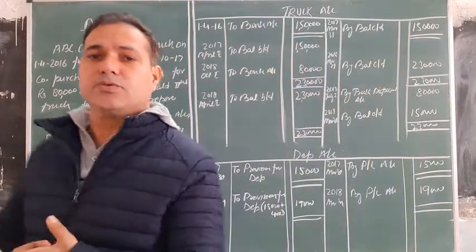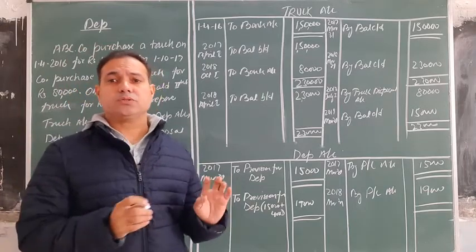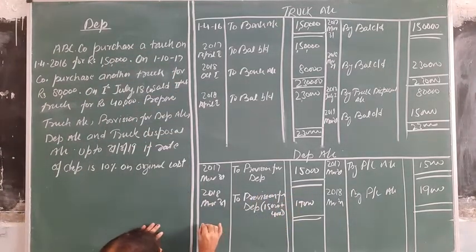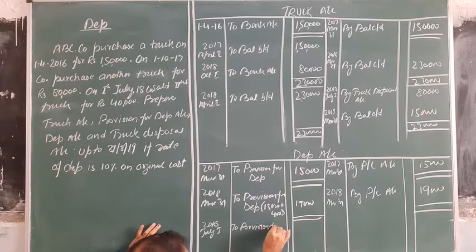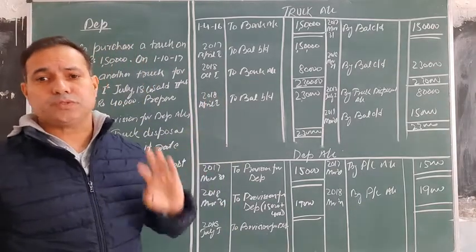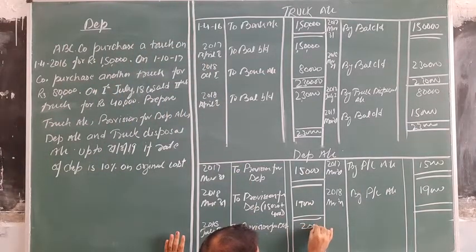Now the last year, in which we have sold the machine. If we have sold a machine during the year, we will charge depreciation also during the year. So on 1st July 2018, we will charge that to provision for depreciation. Here we will charge depreciation for 3 months, April, May, June, on 80,000. So it will be rupees 2,000.